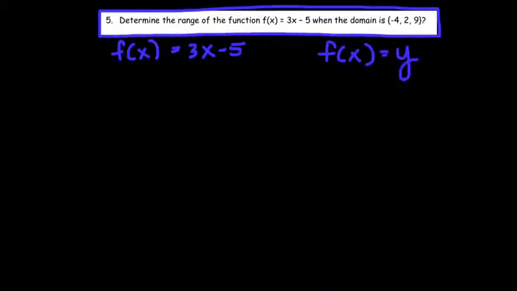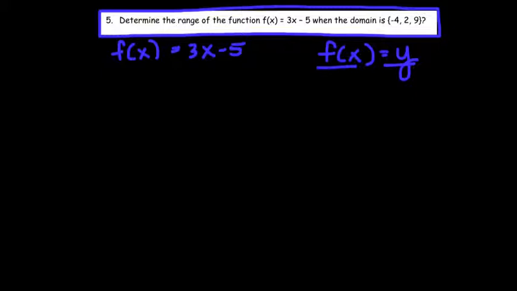Alright, this time it tells us to determine the range of the function f of x equals 3x minus 5 when the domain is negative 4, 2, and 9. Essentially what we're doing here is three separate equations. First of all, I have this one equation, f of x equals 3x minus 5. Remember, f of x is the same thing as a y. It means the same thing. So anytime I have f of x or anything on that side of the equation, it's just a y.